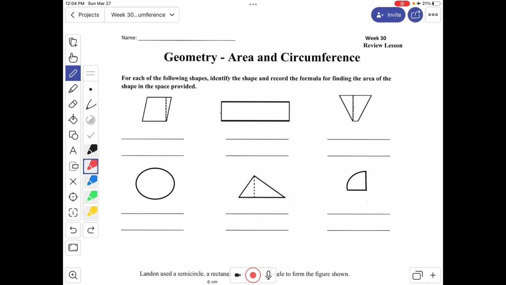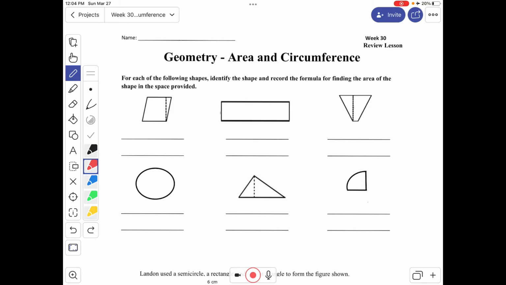This week we're going to be covering geometry, specifically area and circumference. So for this first worksheet, it's for each of the following shapes. We're going to identify the shape and record the formula for finding the area of the shape in the space provided. You can find these formulas on your mathematics chart.